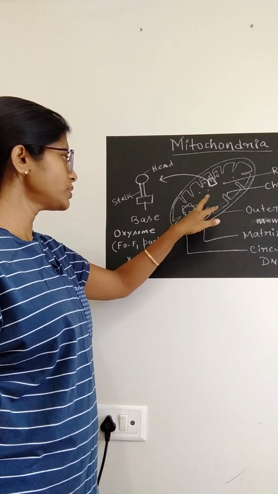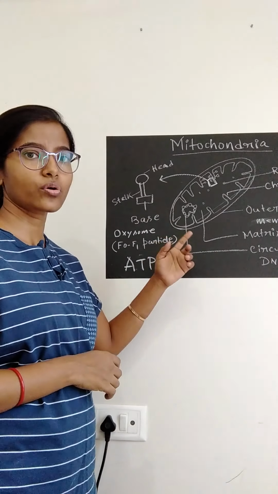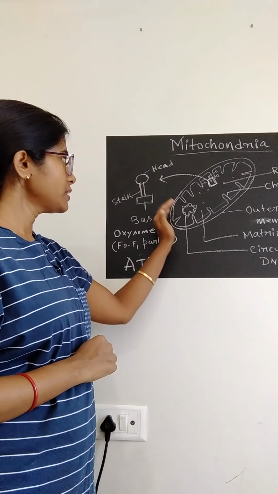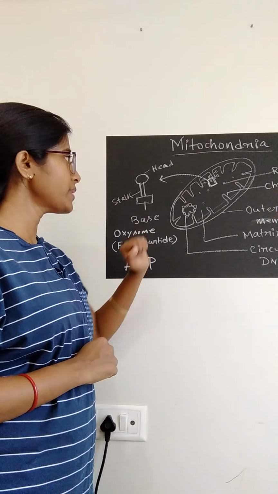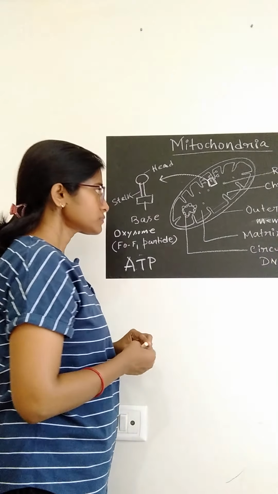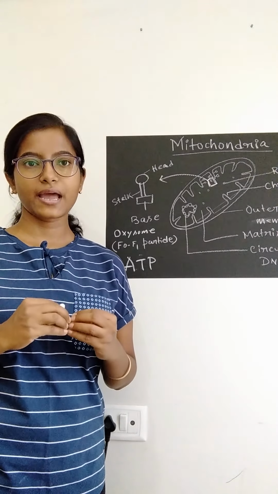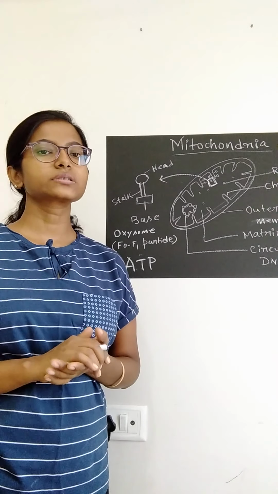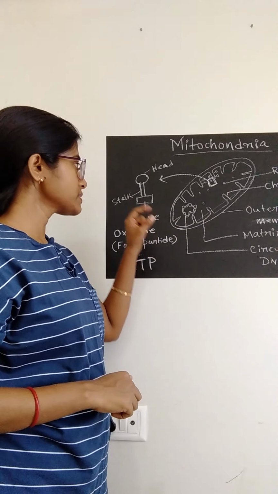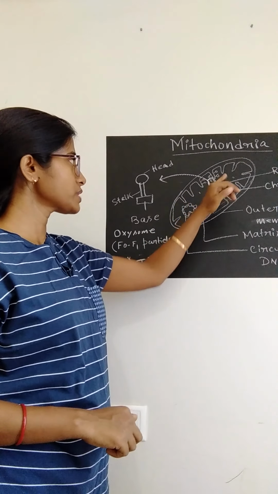Between the outer and inner membrane there is a gap which is called the perimitochondrial space, and the space enclosed within the inner membrane is called the matrix, the mitochondrial matrix. In the mitochondrial matrix several important enzymes are present which help in the functioning of mitochondria. And what else? In the matrix there is a circular DNA and there are several ribosomes.